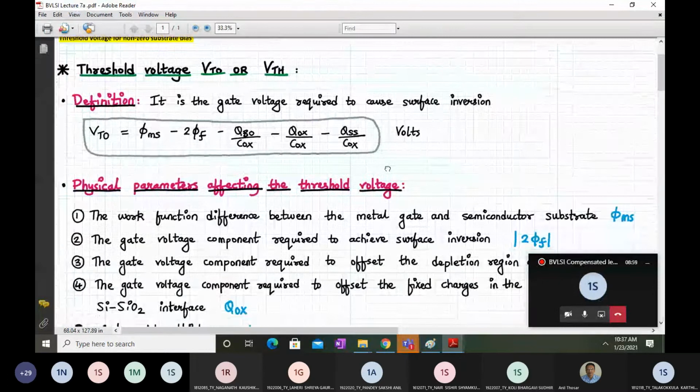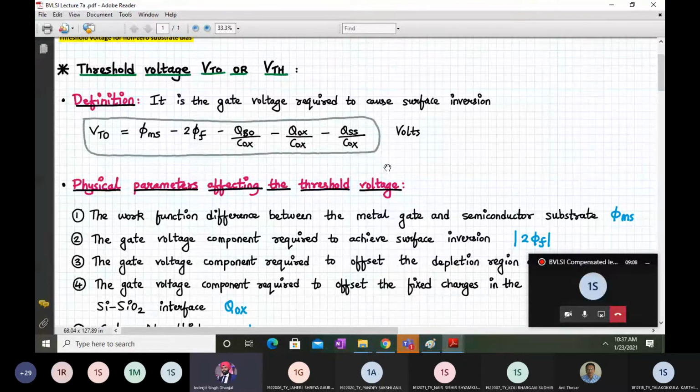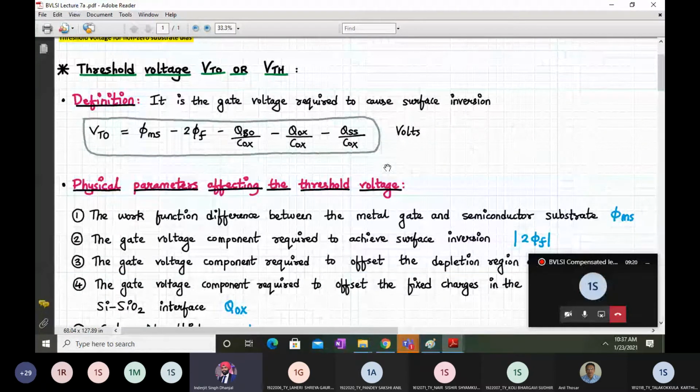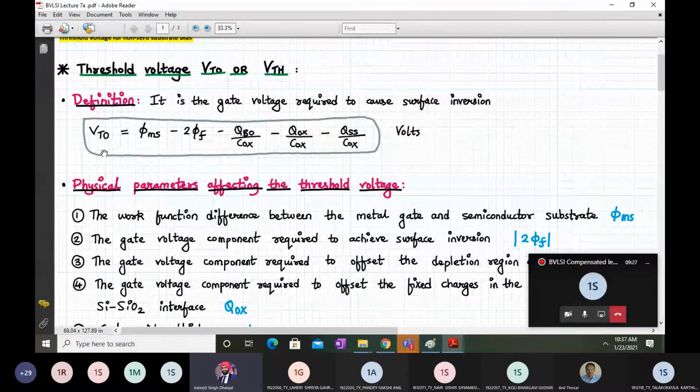So let us start and first define what a threshold voltage is. It is defined as the gate voltage required to cause surface inversion. We have seen surface inversion before. It is like in a p-type silicon substrate, we are creating an n-type layer. That is what is called surface inversion. So the amount of gate voltage required to achieve that surface inversion is given by the threshold voltage. So this is the final formula for threshold voltage.